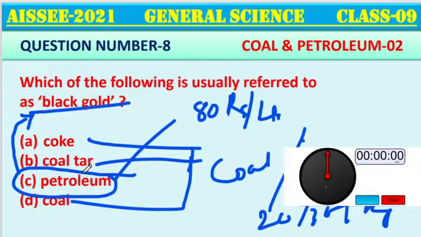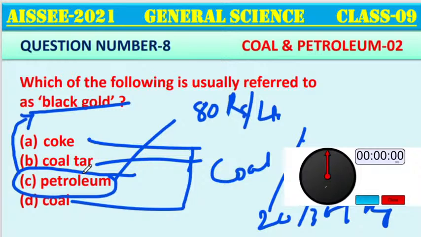Question number 8. D is not correct. Only C is correct, but only Pooja Sharma is saying C, I think. Someone says coal is called black gold because it is the main source of energy in India. No, no, my friend, it cannot be called black gold. It is a source of energy, but it is cheaper than petroleum. Petroleum is called crude oil. Actually, crude oil is the correct name. Crude oil is called black gold.